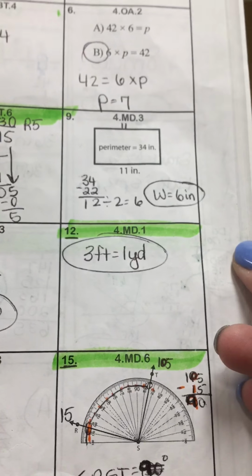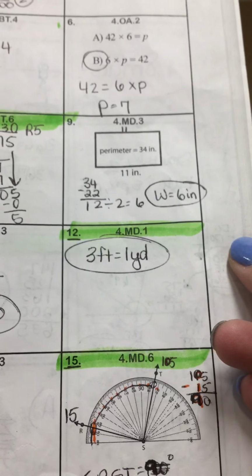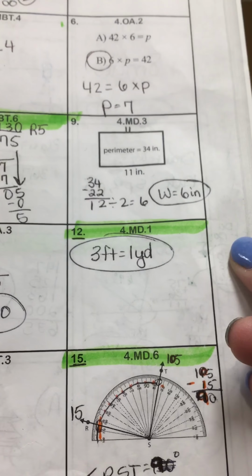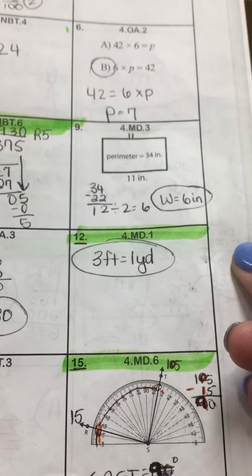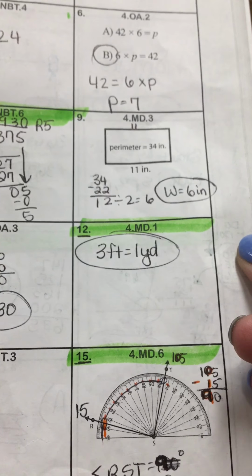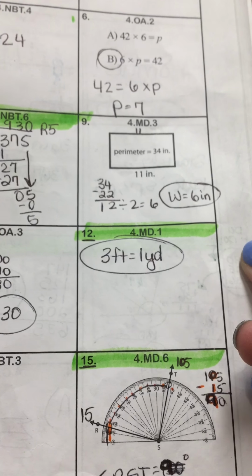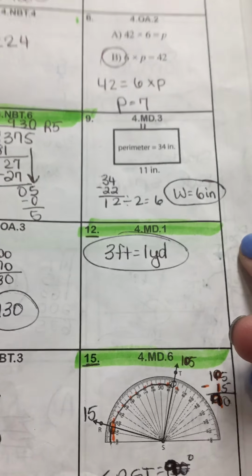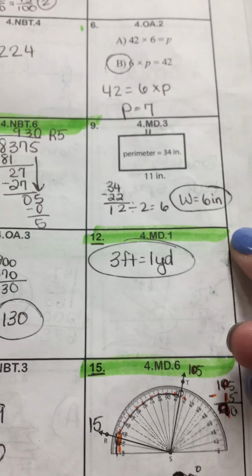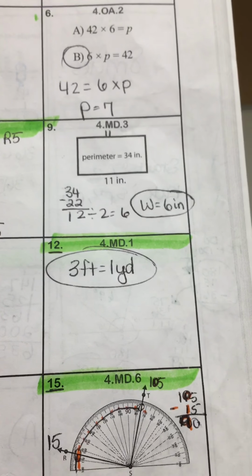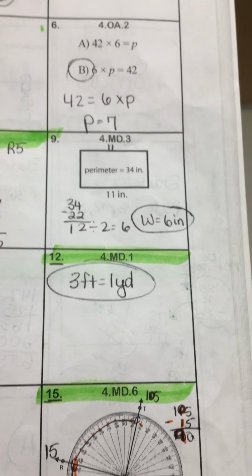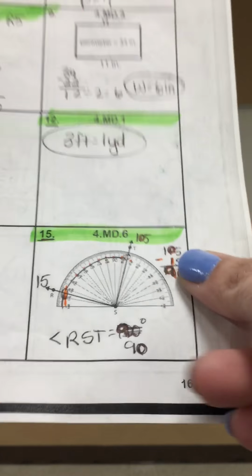This question was simply, which is what we're working on this week, conversions of measure, which if you're doing IXL, you can do in 4th grade, and it would be Z if you go into 5th grade. But 3 feet equals 1 yard.